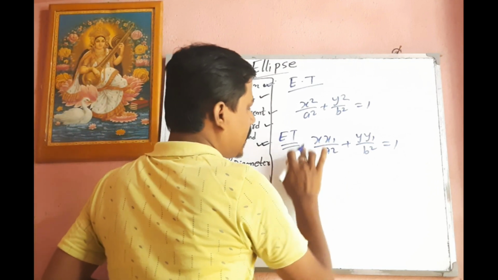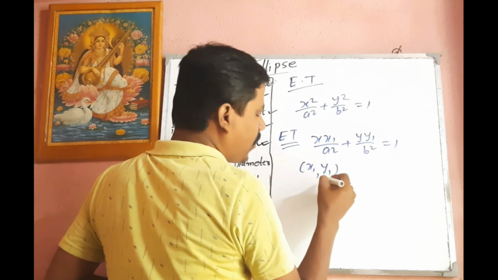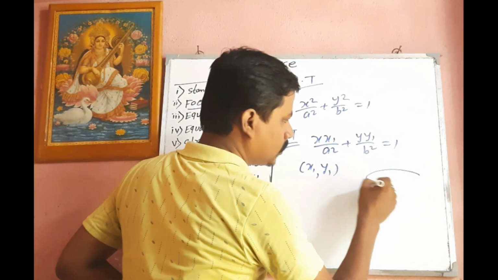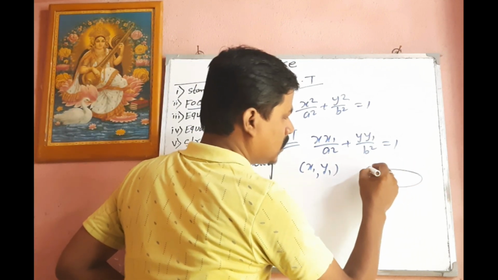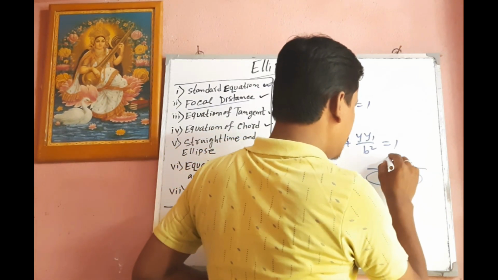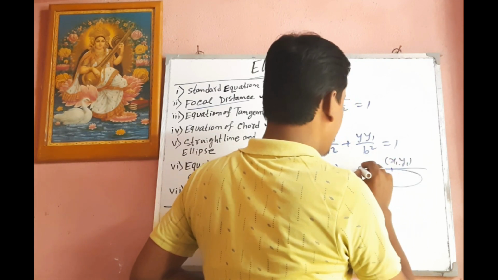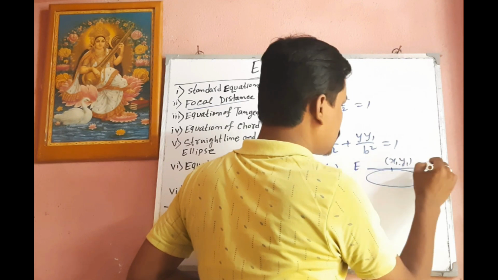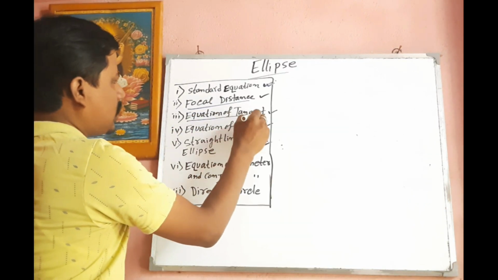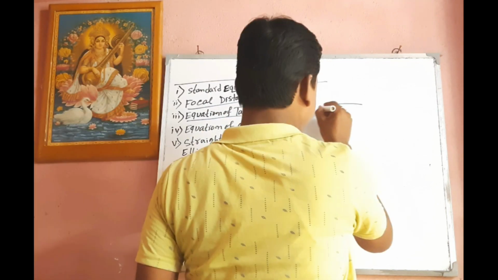Here x1, y1 is the given point for the equation of the tangent. This is the ET, equation of tangent. For the complete of this part, we are moving to the equation of the chord of contact.